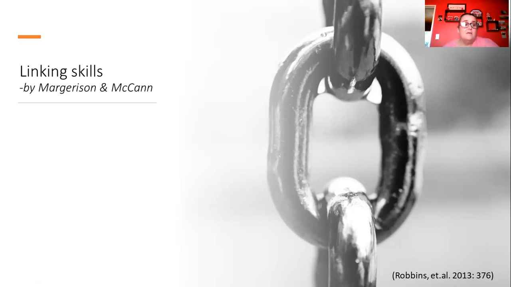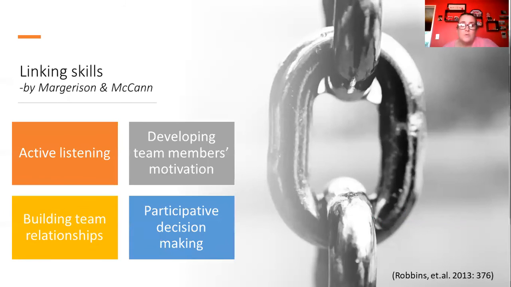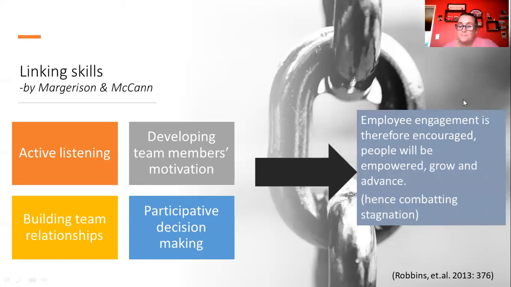Margerison and McCann spoke about linking skills when dealing with multidimensional and multi-system teams. There should be active listening. There should be an emphasis on building team relationships. Team members need to be developed and motivation encouraged, and participative decision-making needs to be encouraged. Employee engagement will then be encouraged, people will be empowered, they will grow and advance. Hence, stagnation should not result.